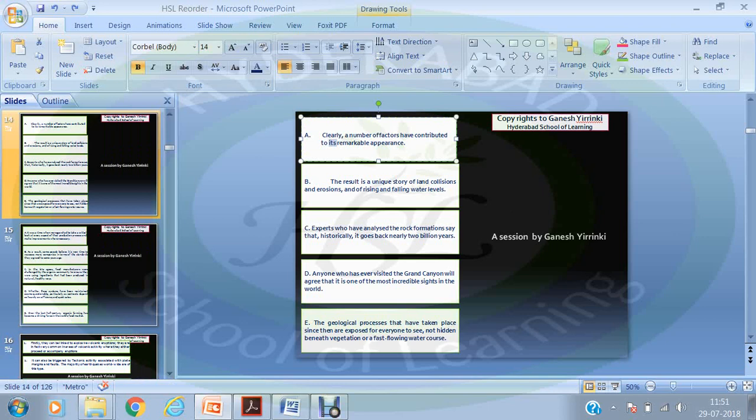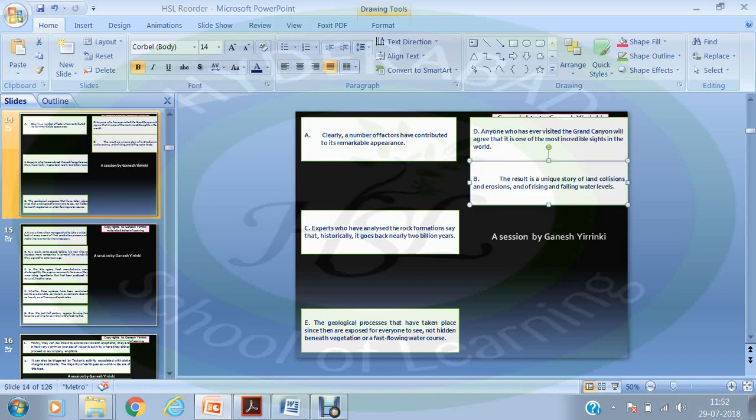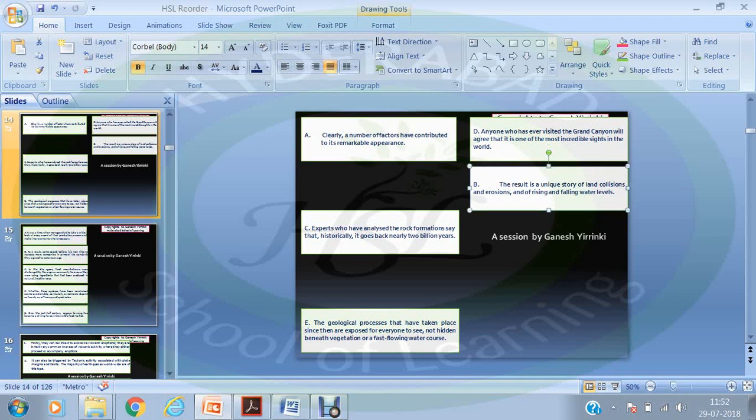So what do you do now? We will pull this onto the right-hand side. Once you get a sentence onto the right-hand side, every sentence you keep checking: out of the four sentences, which sentence shows a relationship with the previous sentence? Do I have any word within the sentence which is referring to something in the previous sentence? Read that so that you'll understand.